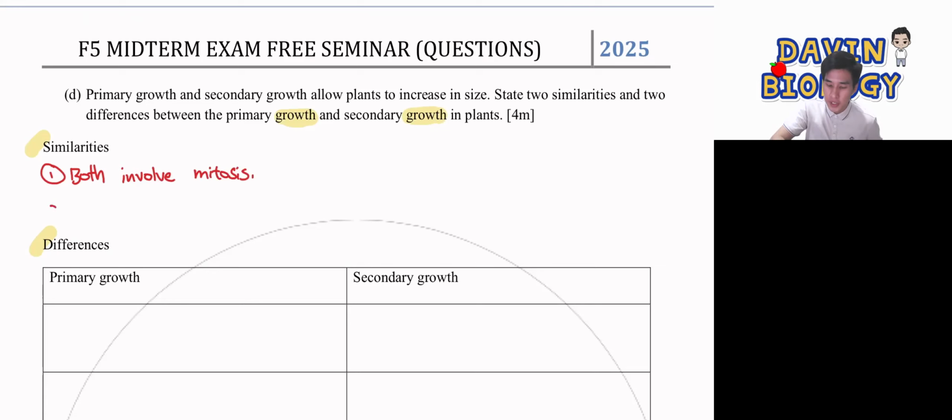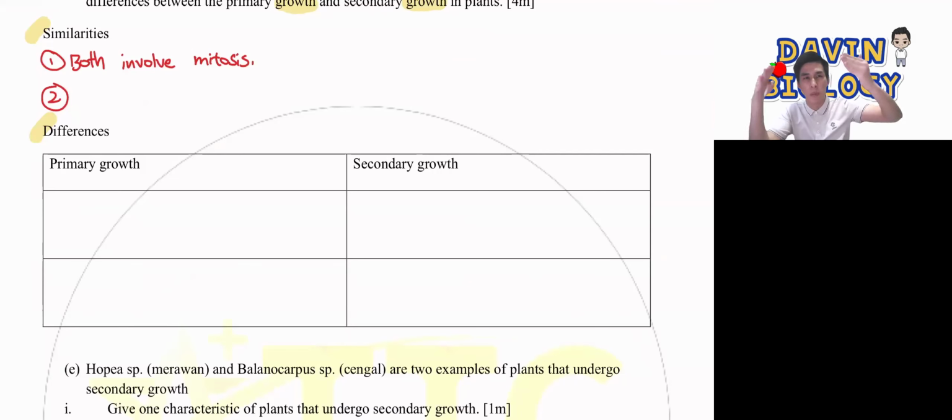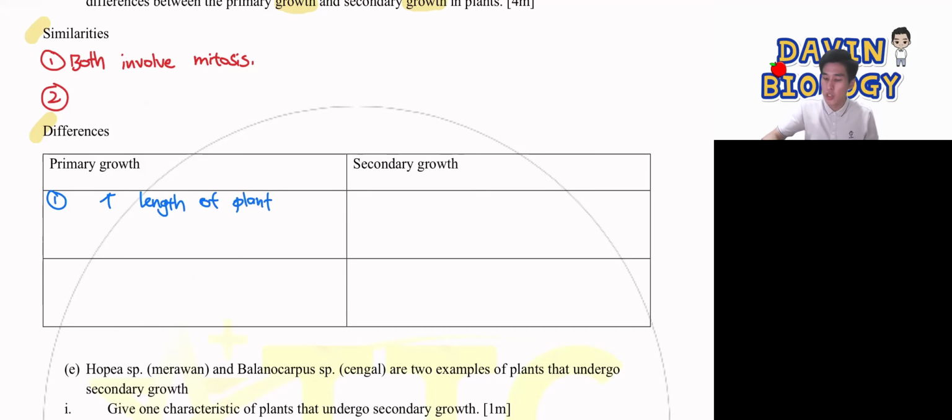Okay, the second similarity I will tell you later, because after we mention the differences, then this one will make more sense. If I explain now, maybe some of you still don't know yet. So we go to the differences first. First, the purpose: length, diameter. This one is very simple. We write four differences. Don't just stick to one. Number one is to increase the length of plant. This one is to increase the diameter of plant.